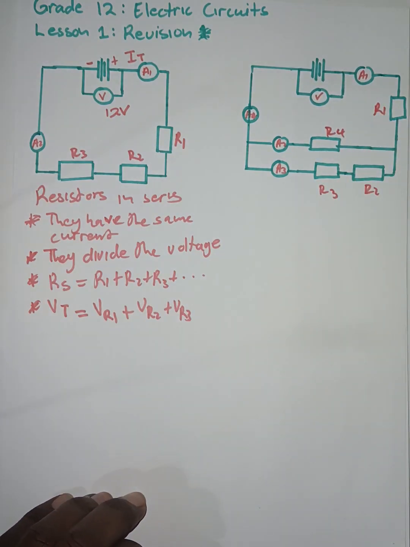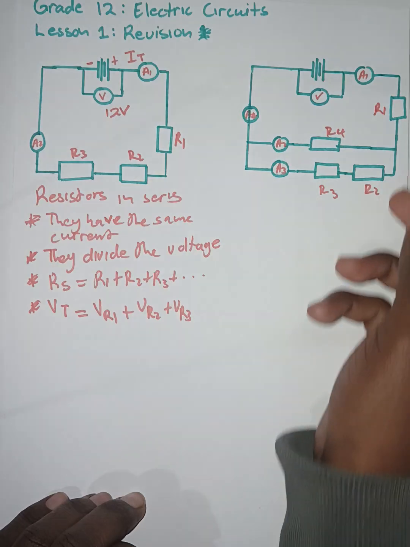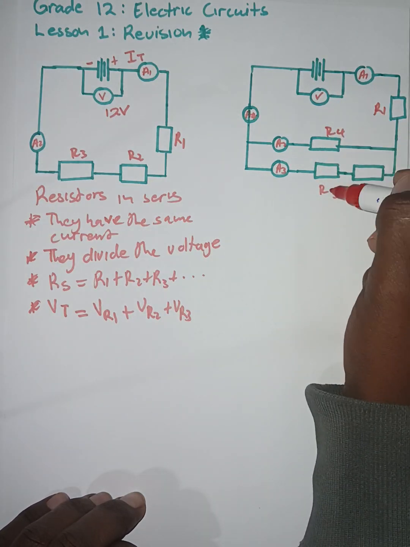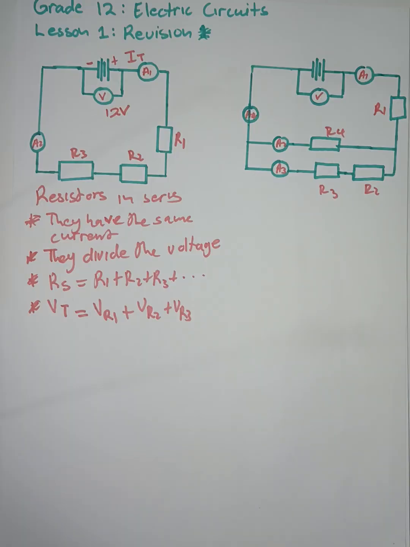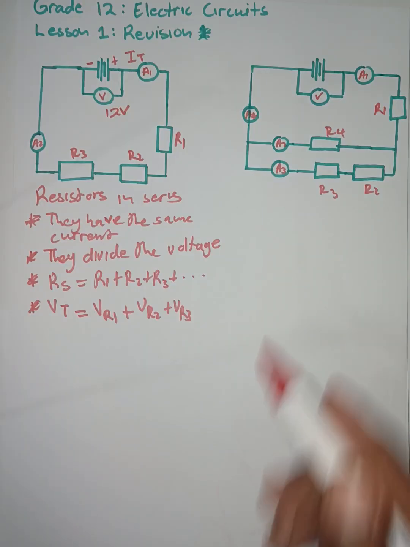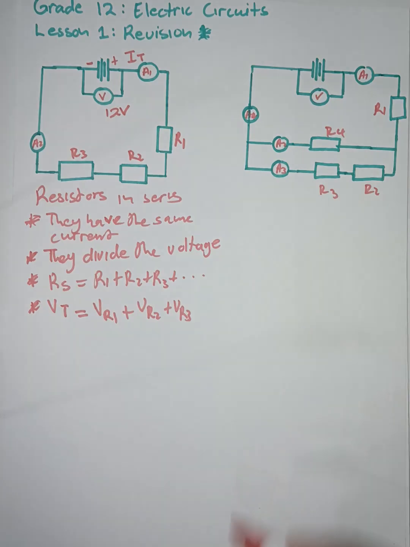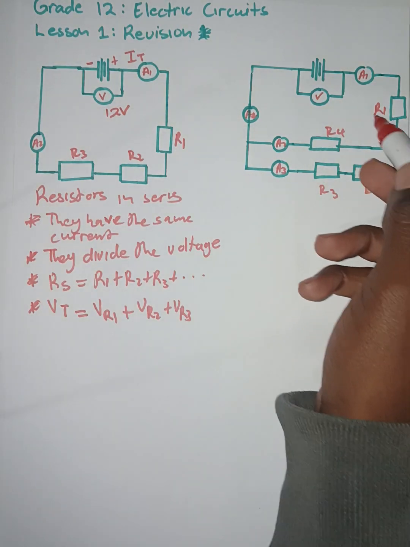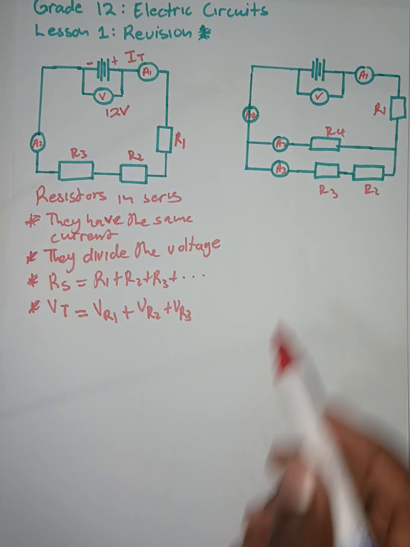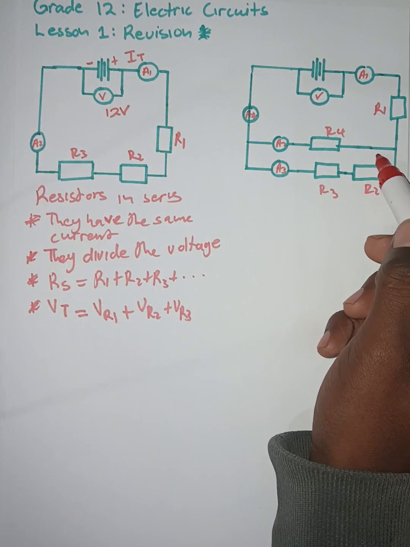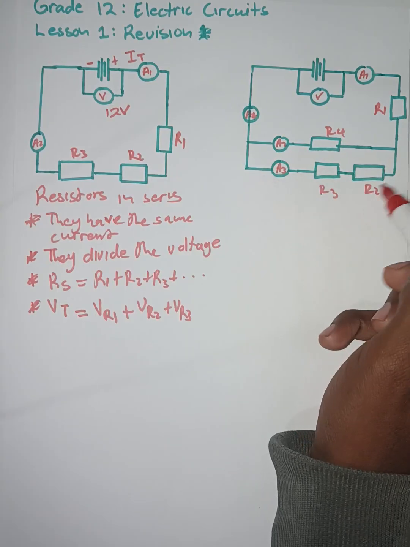What you need to note when you look at this diagram is that these resistors down here are parallel to one another, right? One thing you must note with resistors that are parallel is that they have the same voltage. So if you know the voltage across this branch, you would also know the voltage across this branch here.